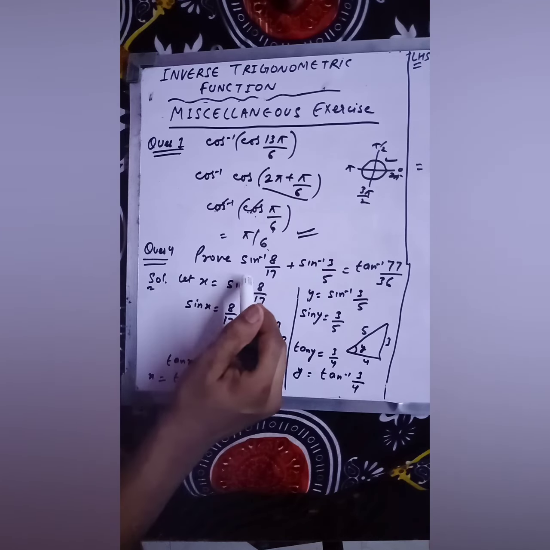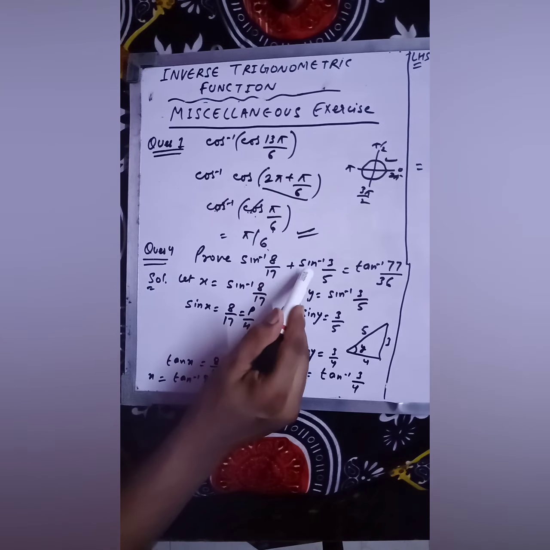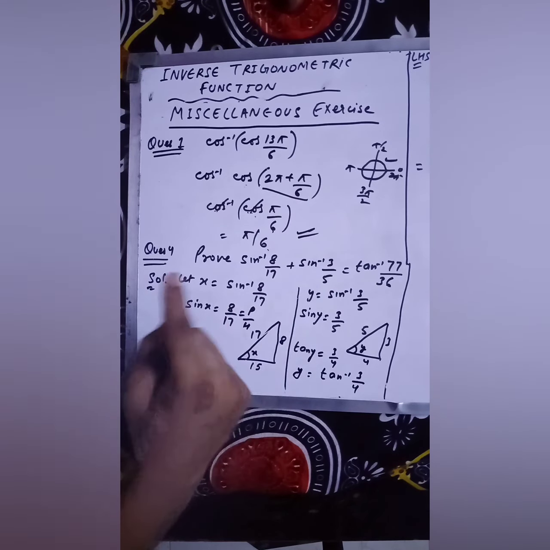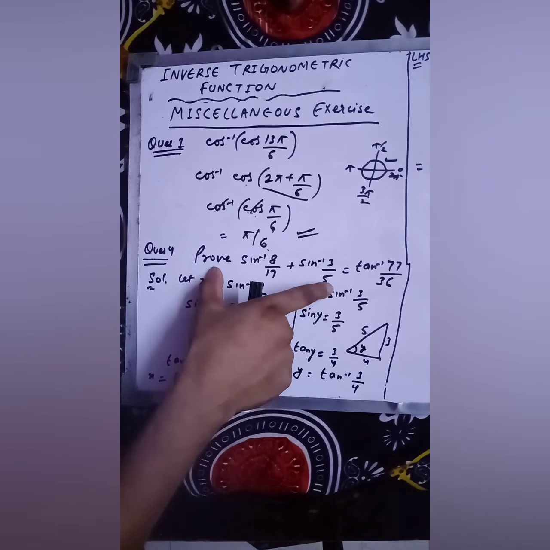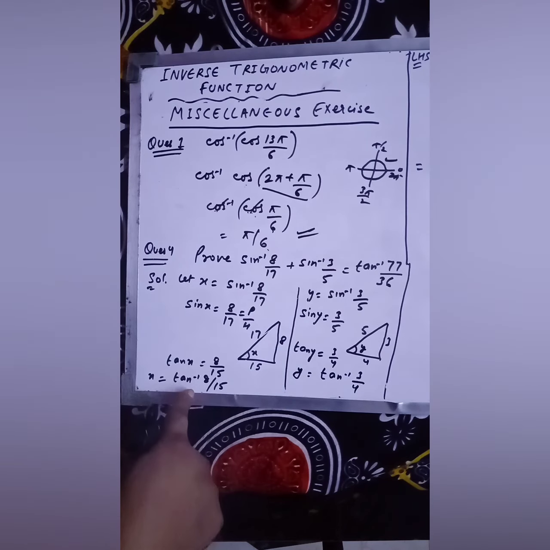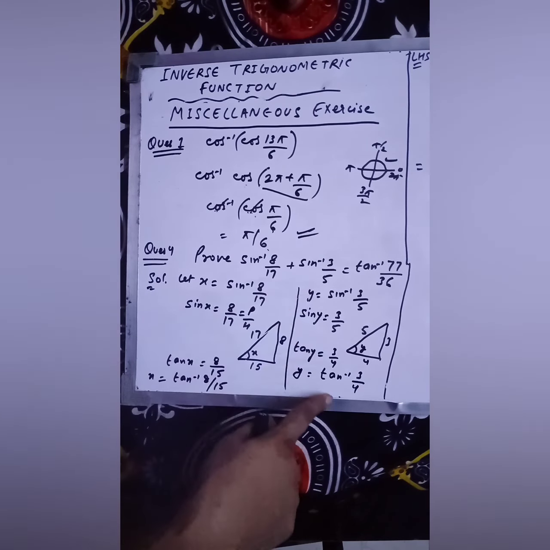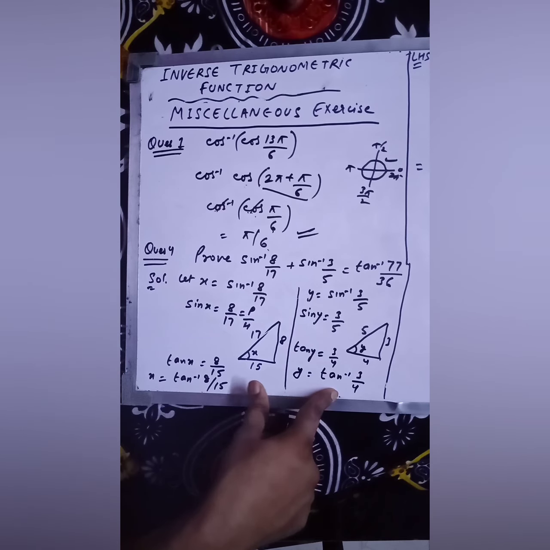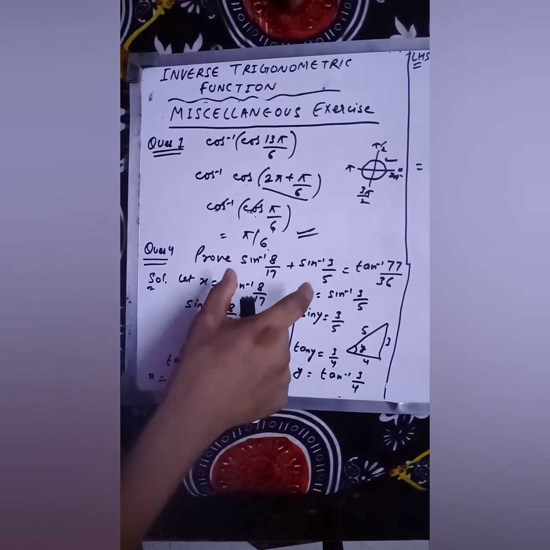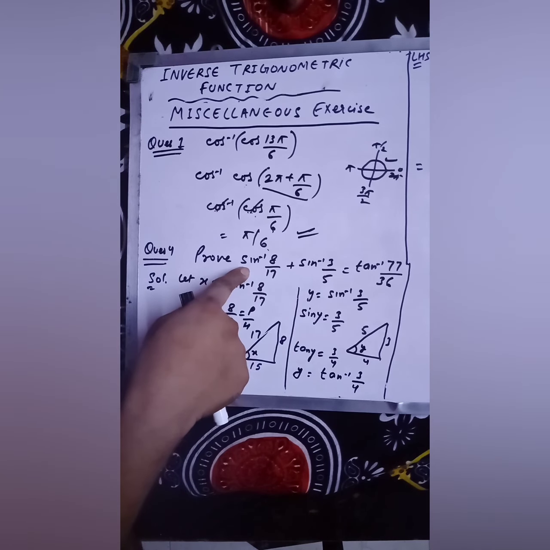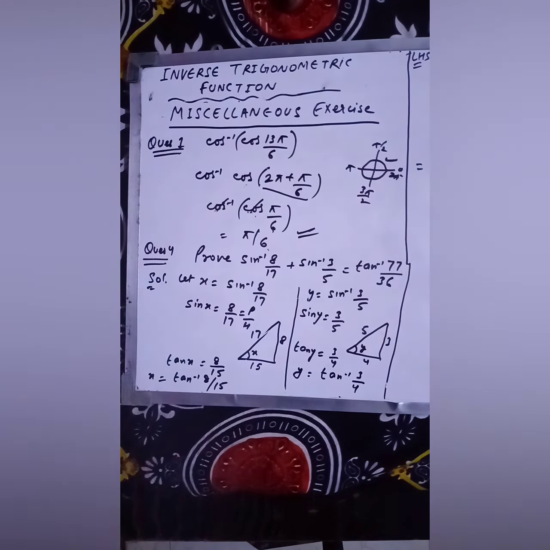Here you have the value of sine inverse 8 by 17 and sine inverse 3 by 5. So you have to take the left hand side first. I'm taking the left hand side, and in place of this, I'm writing this value, and in place of this, I'm writing this value, because we have a formula in the form of tan inverse now. So you have to convert the sine. If it is cos, suppose here you have a cos, you have to convert this into tan inverse also. Got it?